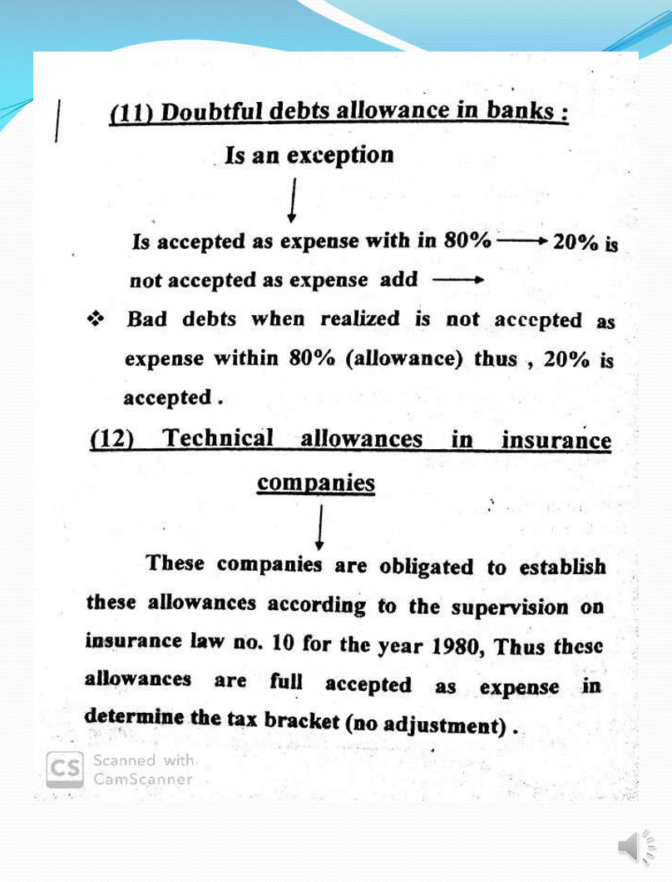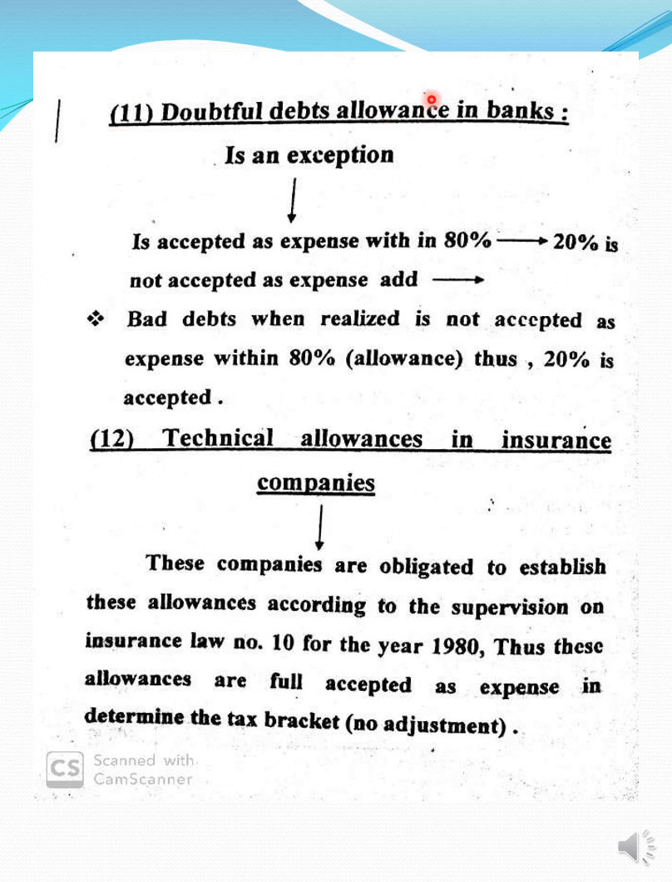Number 11. Doubtful debts allowance in banks is an exception. It is accepted as an expense within 80%, then 20% is not accepted as an expense. So we are having doubtful debt allowance. Okay, don't get confused between doubtful debt allowance and allowances. This is an item and this is another one.